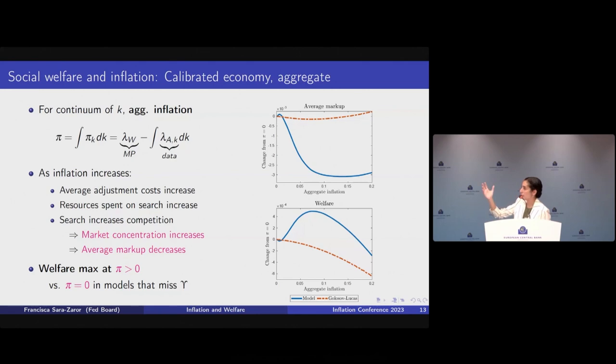So I will have in this exercise, in which I vary only the common component, that as inflation increases, the average adjustment cost increases, and also the resources that consumers spend on search increase. But there is also a benefit of inflation, and that is that search increases competition. So in this case, market concentration increases, and also the average markup decreases. So if we compare my model with other models that miss the upsilon-shaped relationship, we will find that my model predicts that welfare is maximized at a positive rate of inflation, while the other models predict that welfare is maximized at zero inflation. And that is everything that I have for you today.